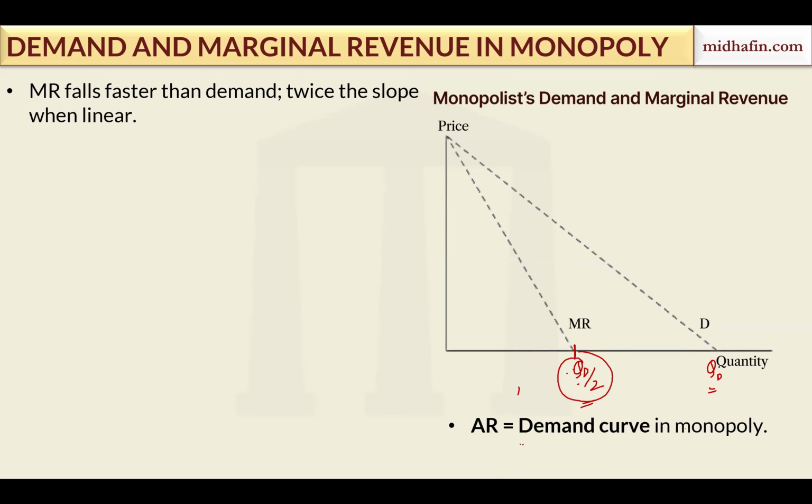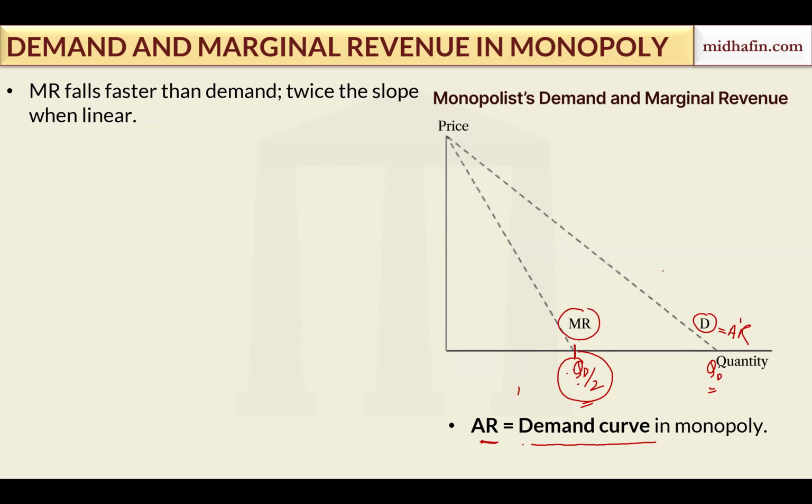And in monopoly, the average revenue is same as the demand curve. So you have three kinds of curves. Two of them are same. Basically, the demand curve is equal to same as AR. Now, in the perfect competition case, price, average revenue and marginal revenue, all three were same. In this case, only the price and average revenue are same. The marginal revenue is different.